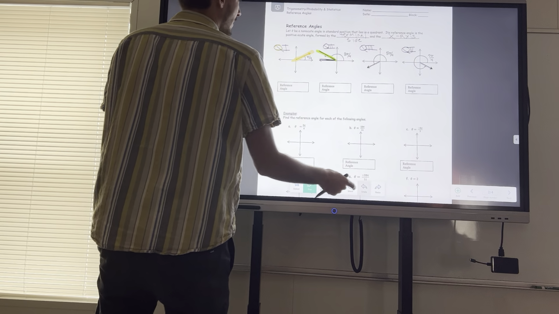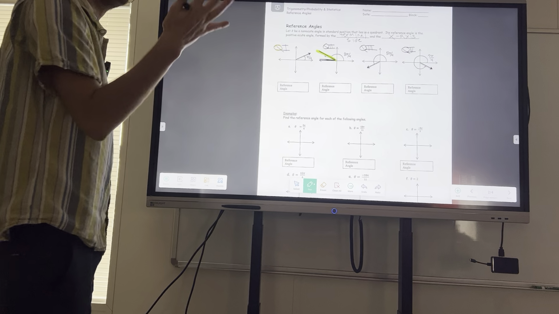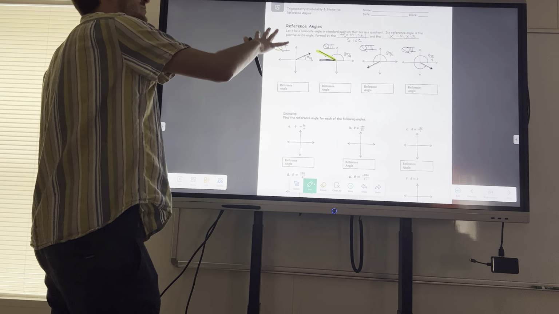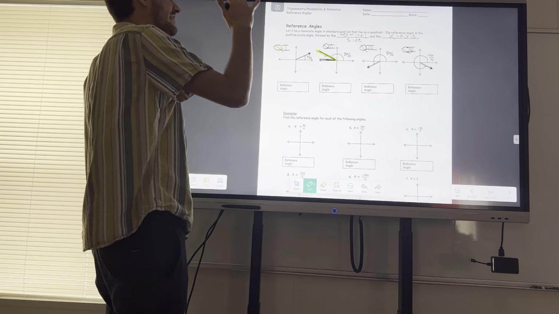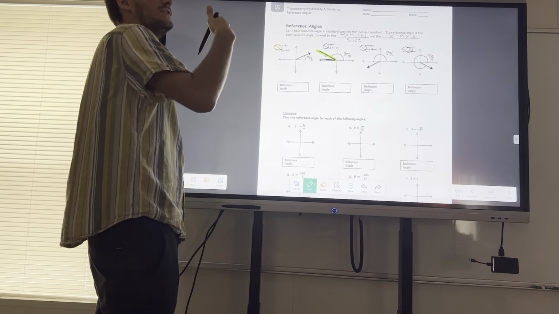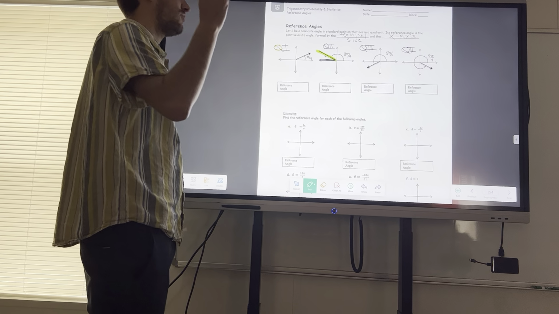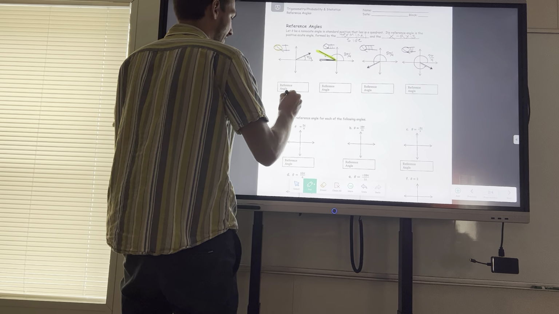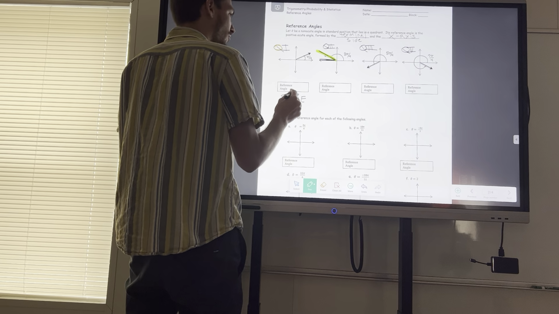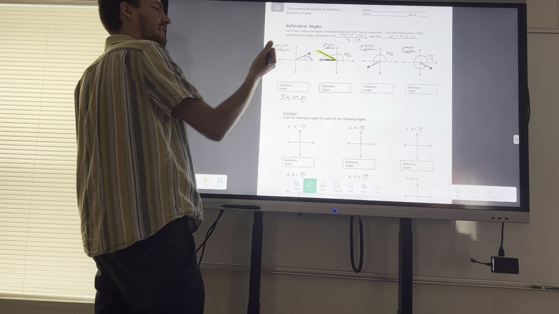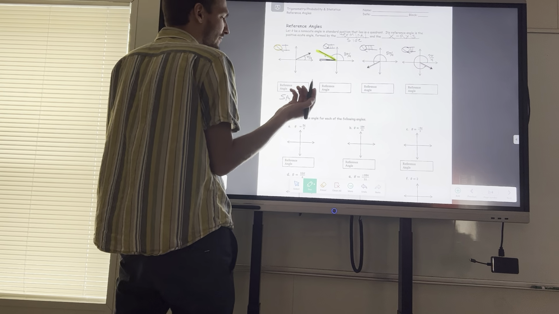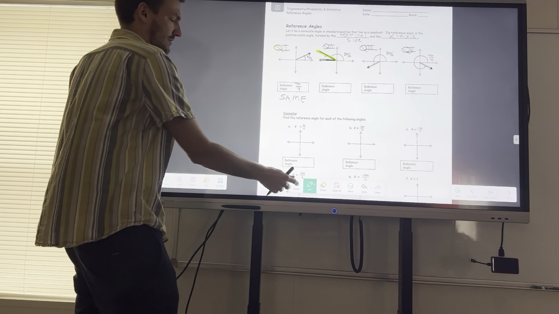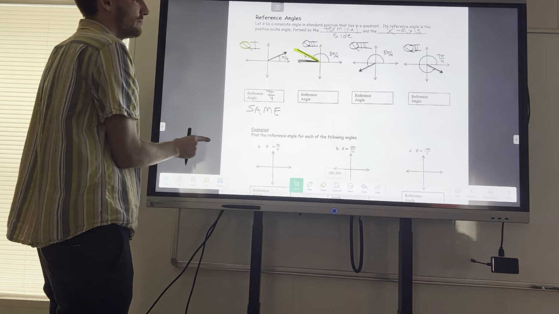Okay. So, the rule for degree mode in quadrant 1 is leave it the same. The rule for quadrant 1 in radians mode is the same thing. Leave it the same. Don't mess with it. This question says pi fourths, so our reference angle would be pi fourths. I'll zoom in a little bit more.